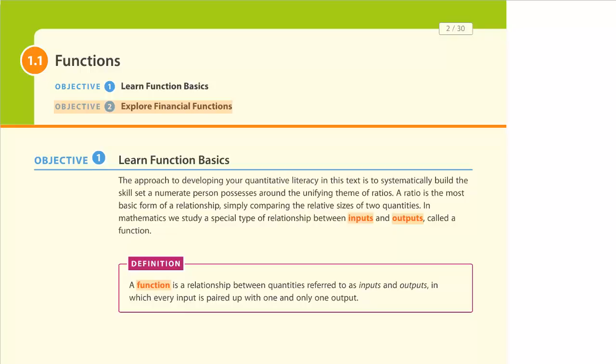I can get the same thing for different inputs, but I can't get different outputs for the same input. So every time I put an input in, I have to get one and only one output for that. And it just depends on what the inputs and outputs are, right? Different functions have different inputs and different outputs. But you can also think of it as a question and answer machine, right? Where the question is the input and the output is the answer.